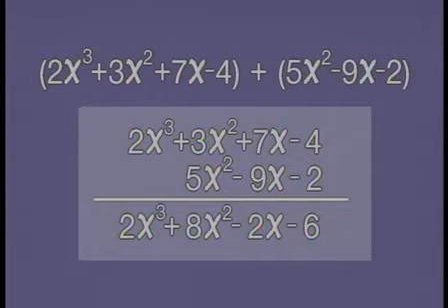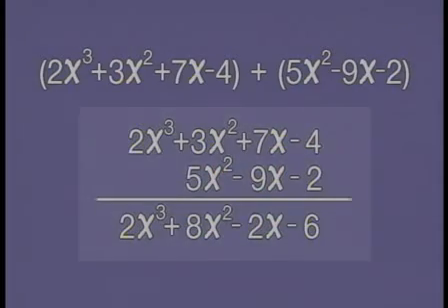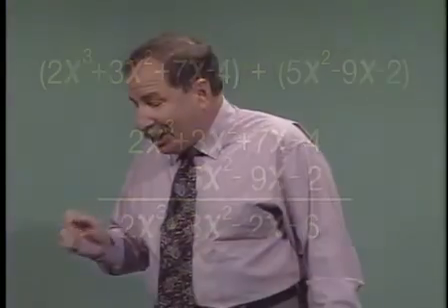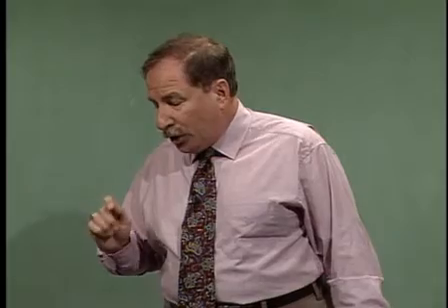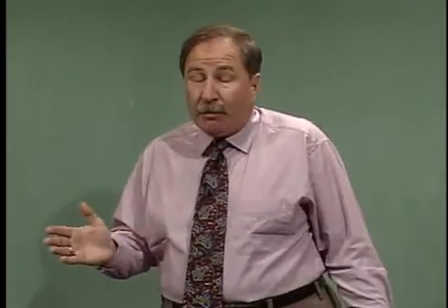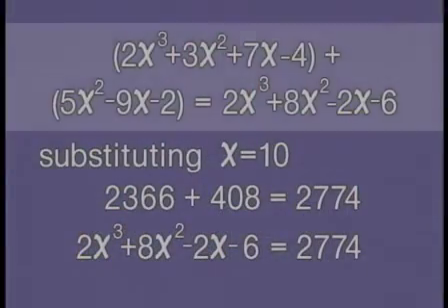3 plus 5 is 8, so we have plus 8x squared. A positive 7 and negative 9 is negative 2, so we have negative 2x. And a negative 4 and a negative 2 is negative 6. Thus, our answer. Now, let's take a look at the next visual because it looks the same. It is the same problem. It shows the original problem and the answer.